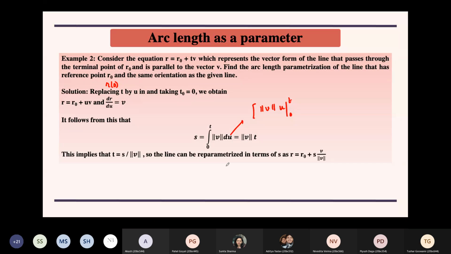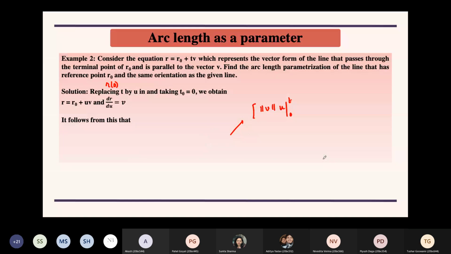t is equal to s by norm v, and so in the arc length parameterization, we can write the equation of the line like this: R naught plus, instead of t, the expression s by norm v, in the direction of v, so v remains as usual. So your t gets replaced by s by norm v. This is the general format for the parametric representation of a straight line in terms of s. You are going to replace your t by s divided by norm v.